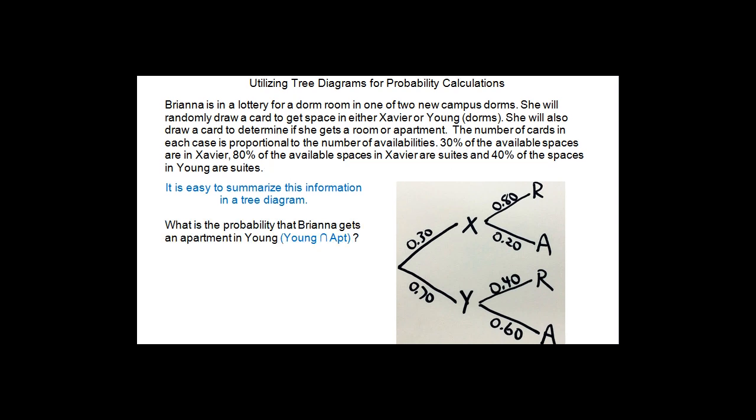And here's the first question I want to ask. What is the probability that Brianna gets an apartment in Young? In other words, what's the probability they get in Young and get an apartment? So this is a probability of an intersection. If you read it, it doesn't even use the word "and," but the only way you can interpret it involves an intersection. What is the probability that Brianna gets an apartment in Young? That means Brianna gets an apartment and it's in Young. So this is a probability of the intersection of those two events.